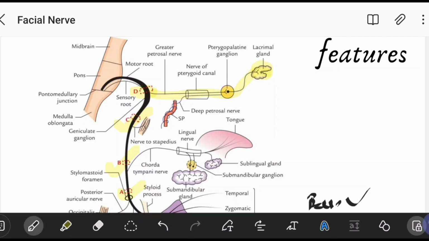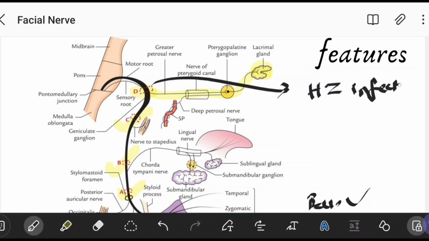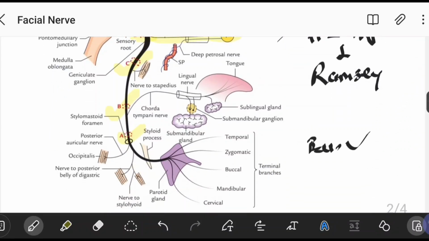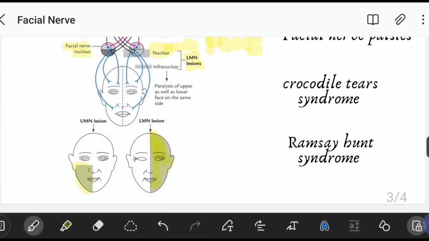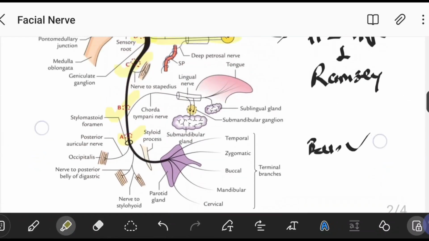Now, if site D is associated with herpes zoster infection, then that is called Ramsay Hunt syndrome. And if it's infected by this particular virus, we just term it Ramsay Hunt syndrome, which has the characteristic lesion of A plus B plus C plus D. Alright.